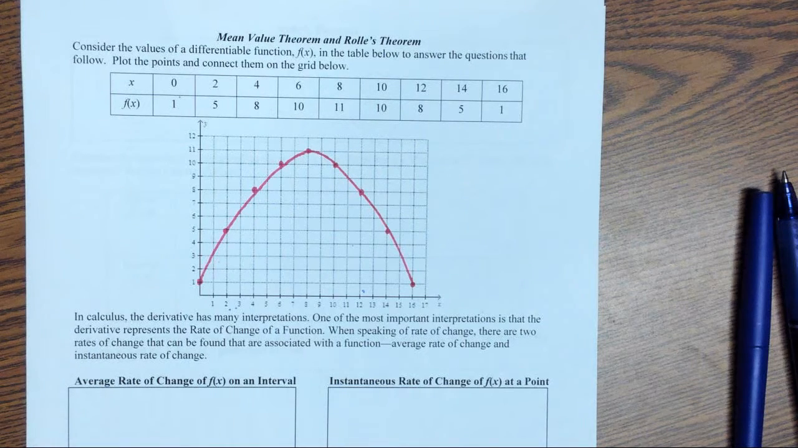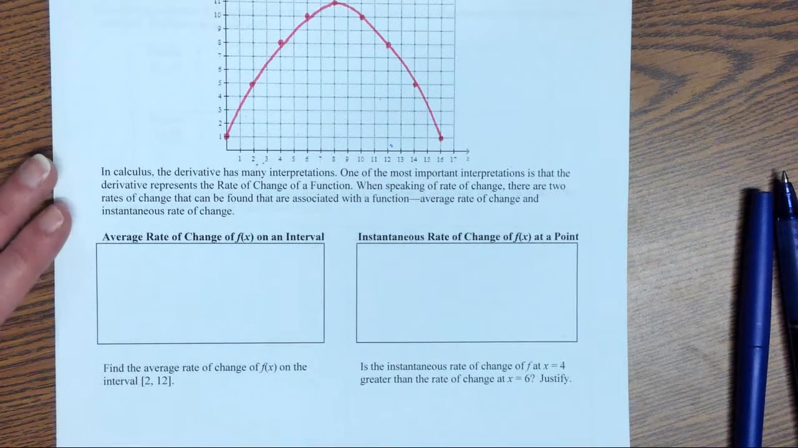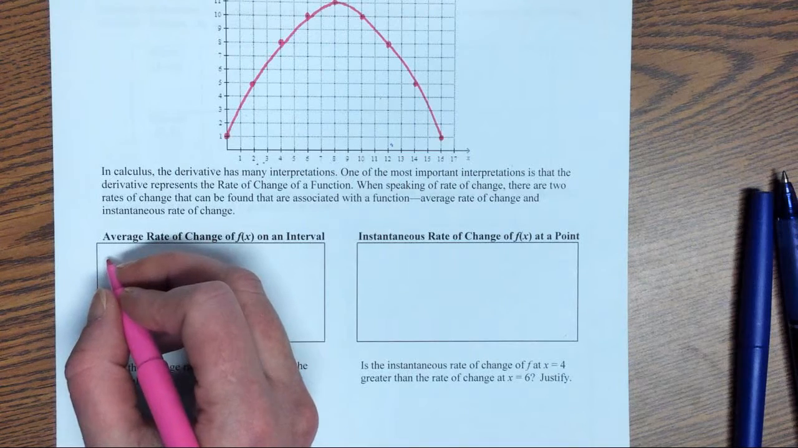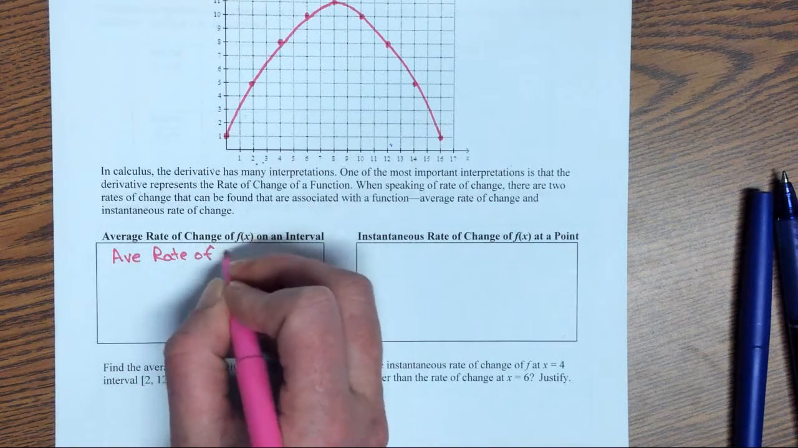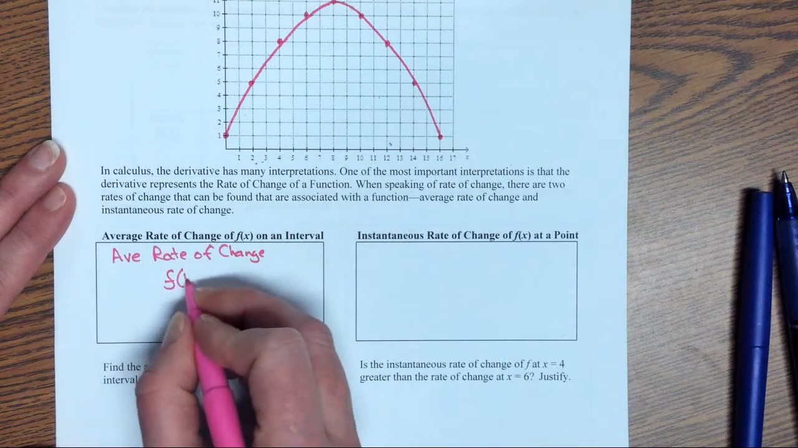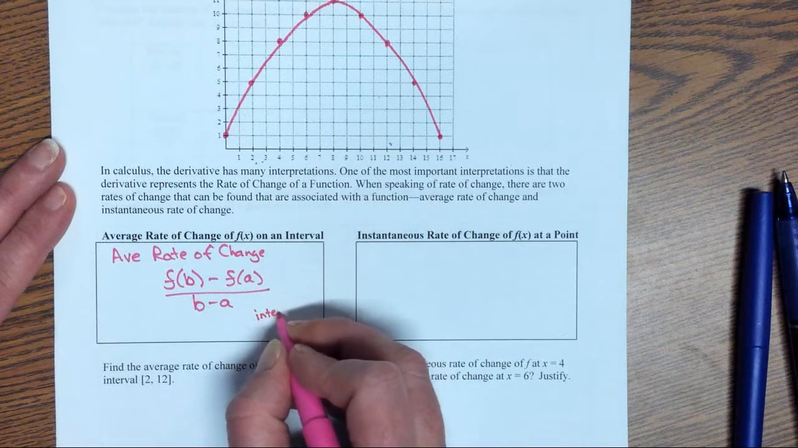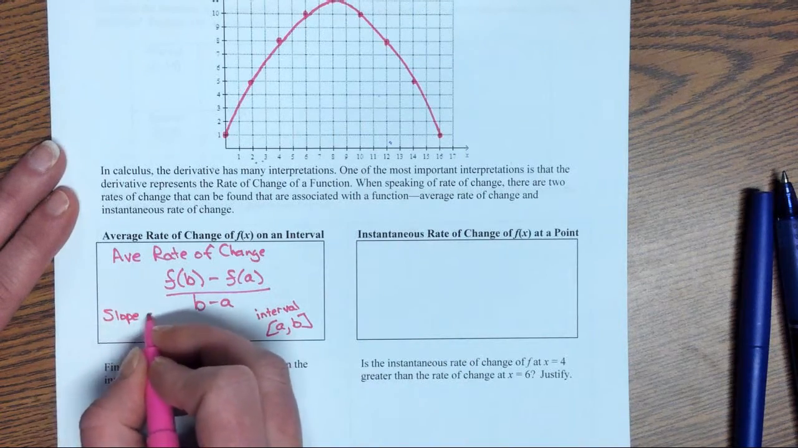Now, in calculus, the derivative has many interpretations. Remember, it's the rate of change. We're finding slope. Let's talk about rate of change and the difference between average rate of change and instantaneous rate of change. Your average rate of change is really the slope between two points. So if we think about the average rate of change, I would be taking the difference in my y values over the difference in my x's. That's over some interval, a to b. Now remember, that's really just finding the slope of the secant line, isn't it?